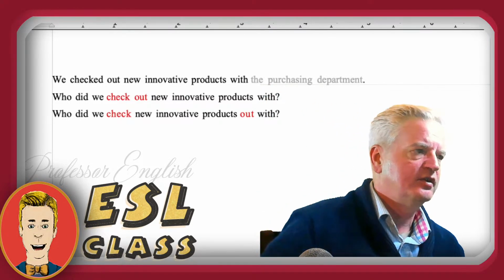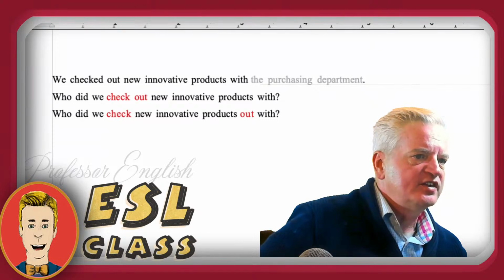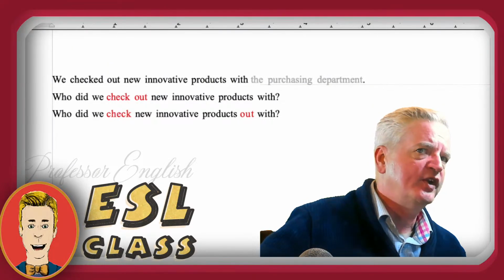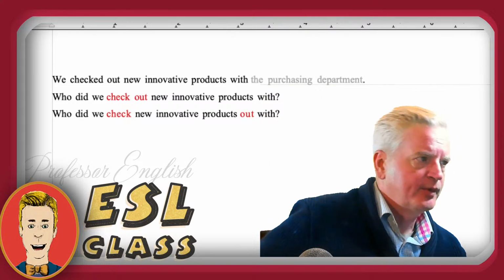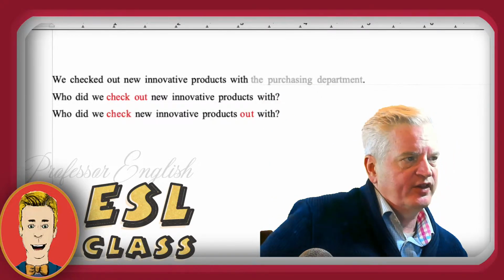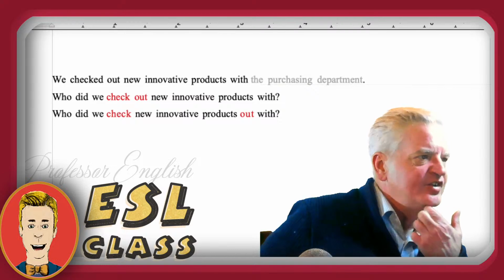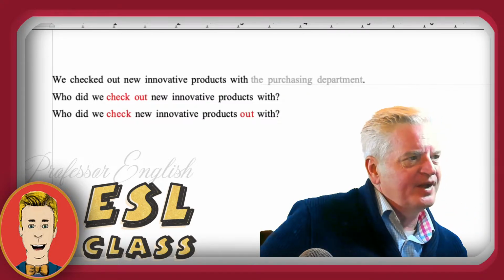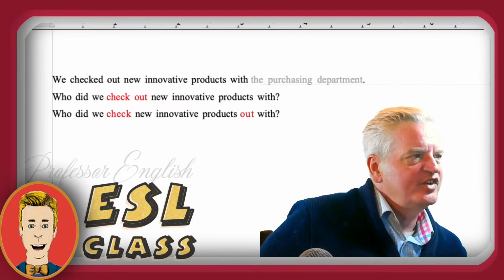And check out is a separable phrasal verb. So how would you say it, putting the object inside the verb? Who did we check new innovative products out with? And again, we have this situation where one preposition is bumping up against another preposition. It's always a good idea to pause when you do that. Who did we check new innovative products out with?